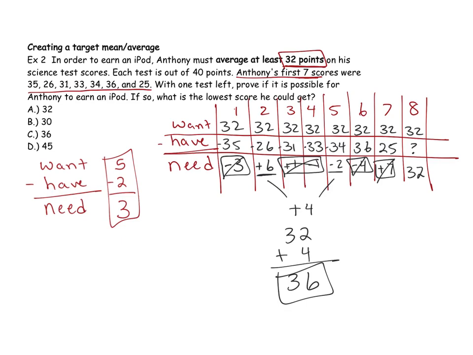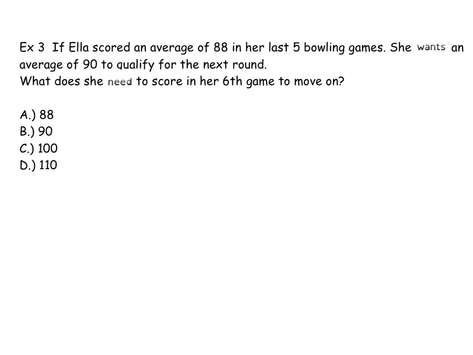All right. Let's take a look at the next one. If Ella scored an average of 88 in her last 5 bowling games, and she wants an average of 90 to qualify for the next round, what does she need to score in her 6th game to move on?